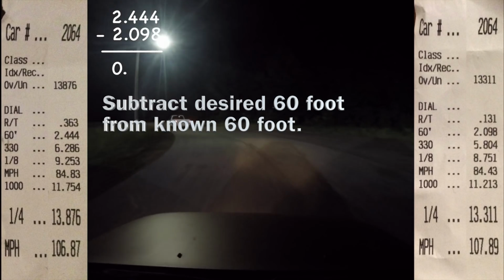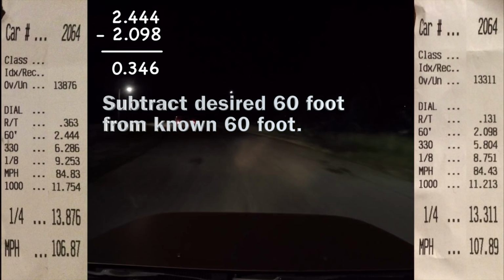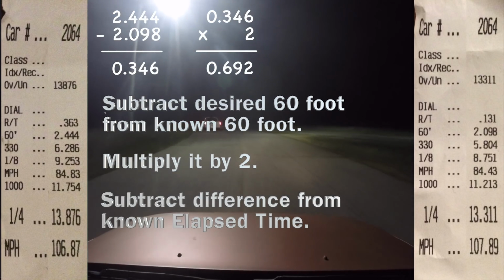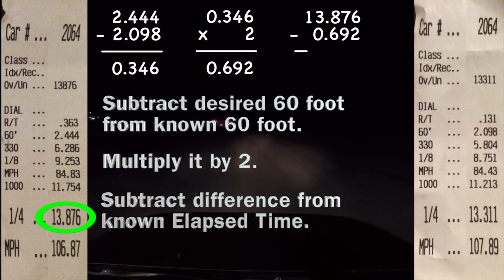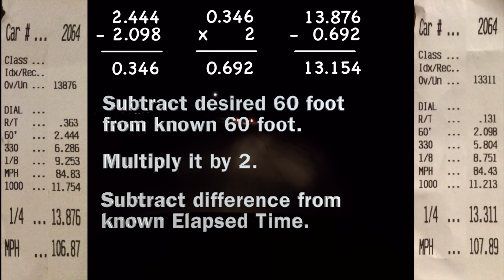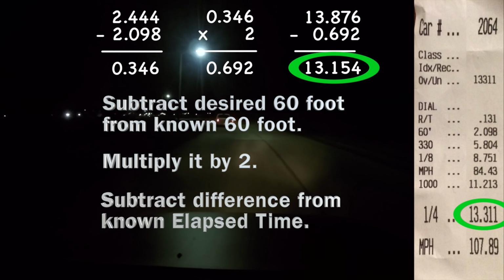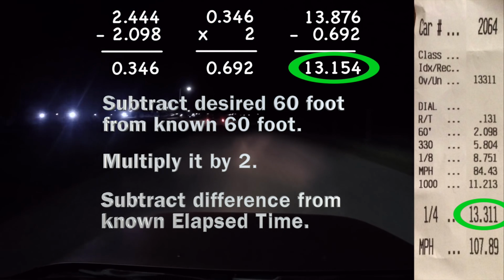My new 60-foot time is 0.346 seconds faster. Double that and you've got 0.692 of 1 second. If you subtract that from my previous ET, you come up with a 13.154. If you look at my most recent time slip, you'll see that's only off by about 16 hundredths of a second from what I actually ran.